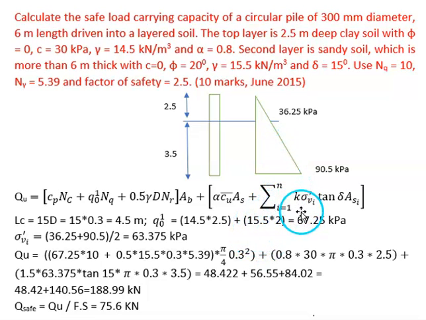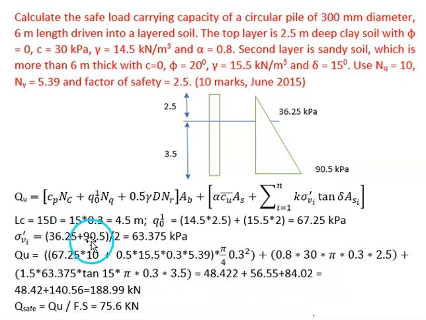Then K into K value. K value is not given, so we have to assume the value. Sigma V A dash is the average effective stress. To find the average effective stress, we have to prepare the effective stress diagram. Then tan delta, the delta value is given. Surface area is nothing but perimeter into length.